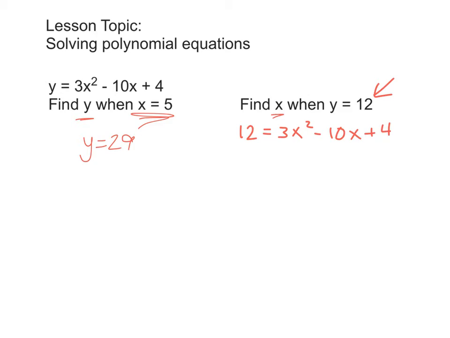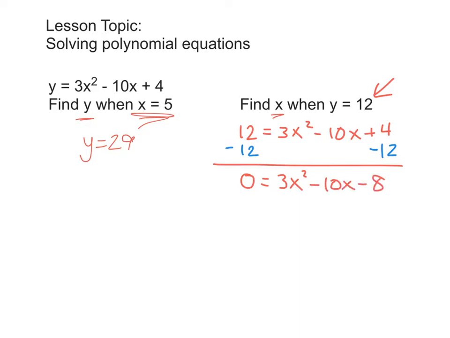So our first step is to take a look at the equation. This is a quadratic in standard form because we have an x squared and an x term. So we know we need to make sure that it equals 0 on one side. So to do so, I'm going to subtract 12 from both sides of my equation, right? And put that over here because it's a like term with the 4 since they're both constants. And then we have 12 minus 12 is 0 equals 3x squared minus 10x minus 8, because 4 minus 12.